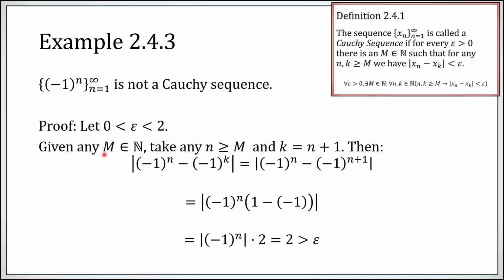So it doesn't matter what m is, I can find two indices past that point where the distance between those two terms of our sequence is larger than epsilon. So this definition failed. For any epsilon, nope, as long as epsilon is less than 2, then for every m, there exists a choice of n and k where this fails. So this sequence is not Cauchy.